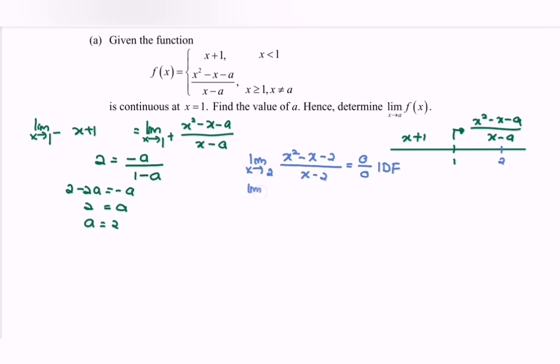So the limit when x approaches 2. If we factorize the situation, we have (x minus 2)(x plus 1) over (x minus 2). Notice that we have the common terms. So we can simplify: the limit when x approaches 2 for the function x plus 1, and the value of y is approaching 3.